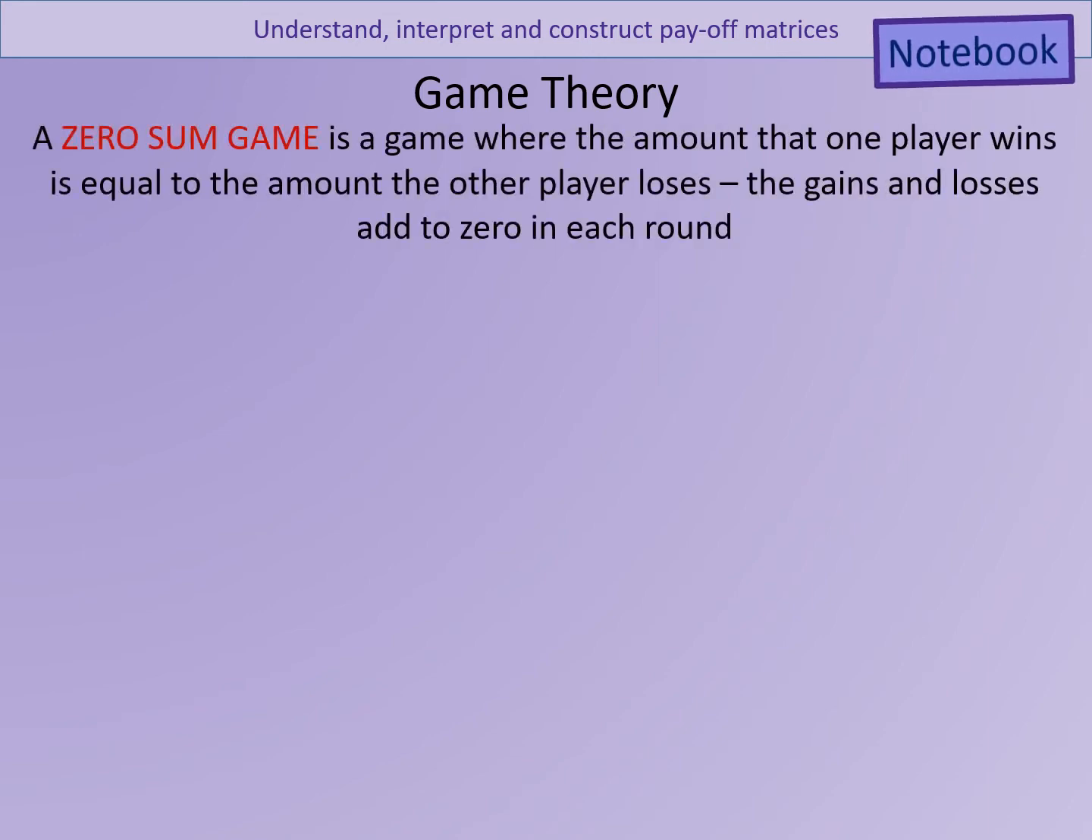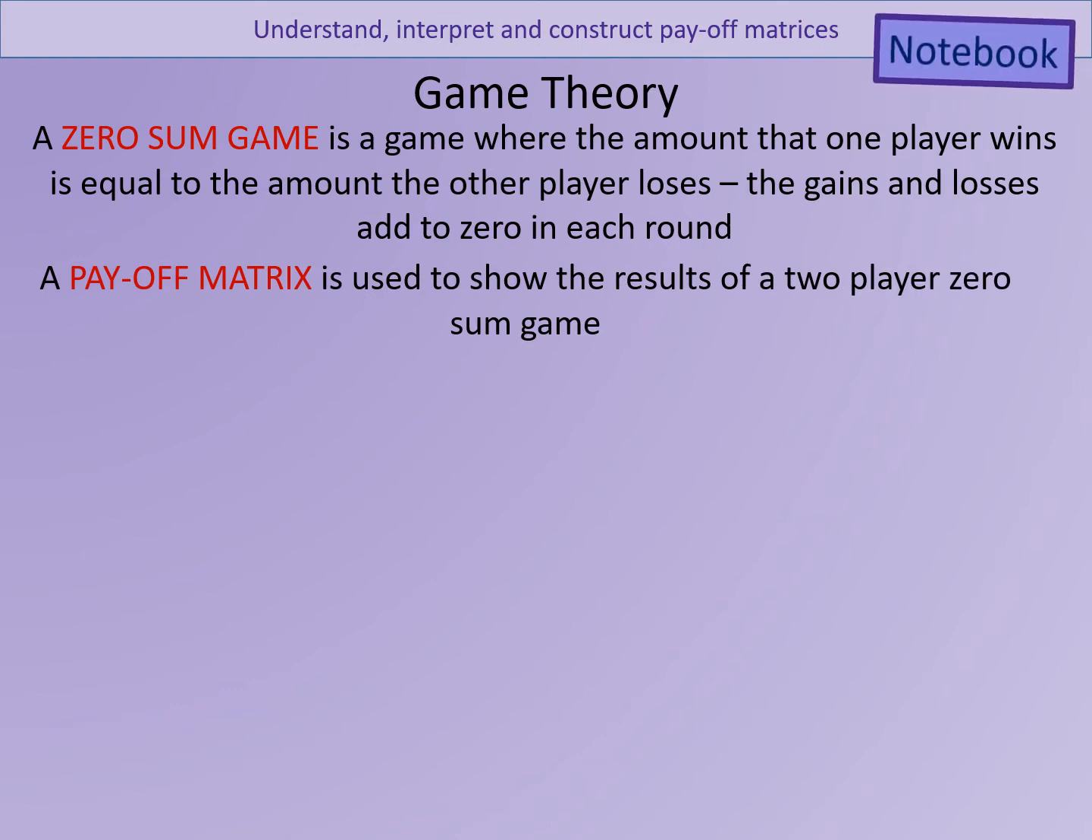In game theory, a zero-sum game is one where the amount that one player wins each round is equal to the amount that the other player loses. So for example, if one player wins, they may win 2, the other person will gain -2. So together, the gains and the losses in each round will always add to 0.